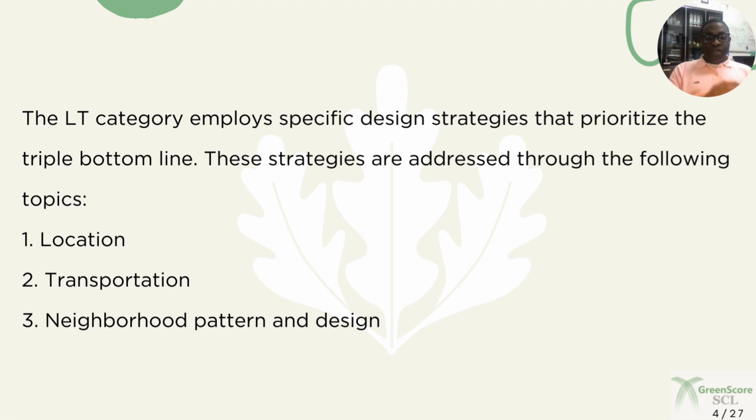Two, transportation, to determine how users of that project would have access to the project without negative impact on the environment. And finally, number three, the neighborhood pattern and design that encourages contiguity and proximity. So we're going to be looking at these three strategies under the location and transportation category as we move on.